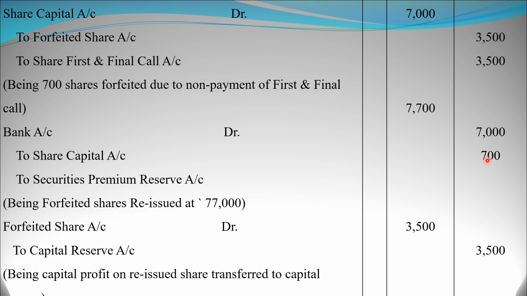If the reissue is for less than 7,000, suppose reissue at 6,500, then 500 is a loss, and that time you have to subtract 500 from here. That time you have to transfer to capital reserve 3,000. But in this case, another capital profit arises, that is 700. No loss arises at reissue time. The company has a double gain here. So this entire amount the company will transfer to capital reserve. Therefore, share forfeiture account debit to capital reserve 3,500. So this way, one simple sum, a full sum, which came in the year 2008.